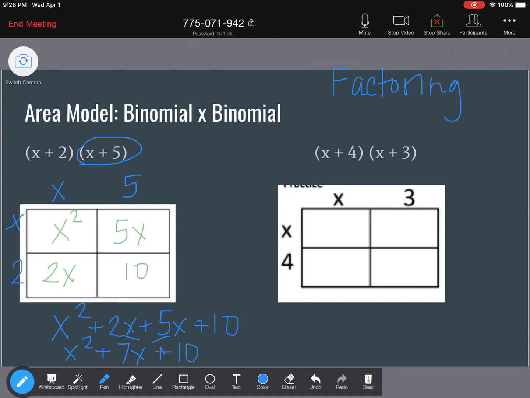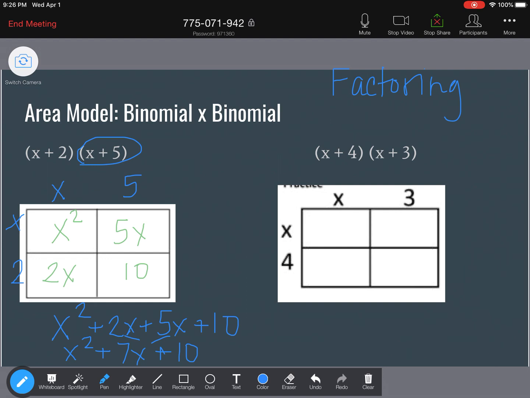And then making sure that we've written it in standard form. Remember, with polynomials, to be in standard form, we start with our highest degree. And so our x squared goes first, and then we go in descending order from there. So we have our x squared, our x, and then no variable. Okay, let's move on to our next example, see what we can do there.